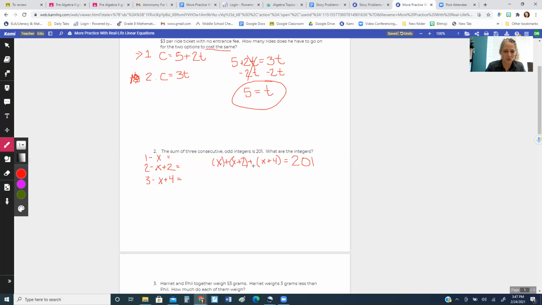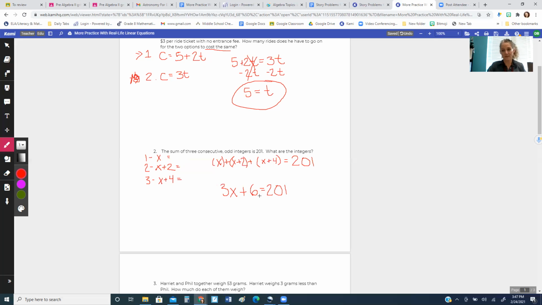What are the integers? Well, let's see. Okay, let's see if we can combine some like terms. I have x plus x plus x. Is that x cubed? It's not x cubed. If it was multiplied, it would be x cubed, but it's not. It's just 3x. 1x, 2x, 3x's. So we have 3x plus, we've got some numbers here. We have no number here. We have 2 and we have 4. So 2 plus 4 is 6. So 3x plus 6 equals 201.